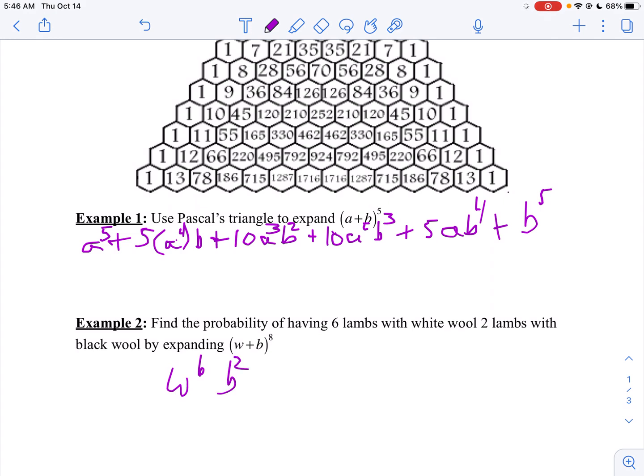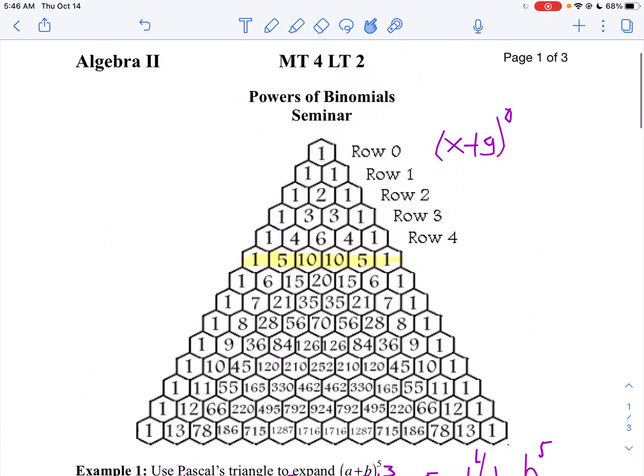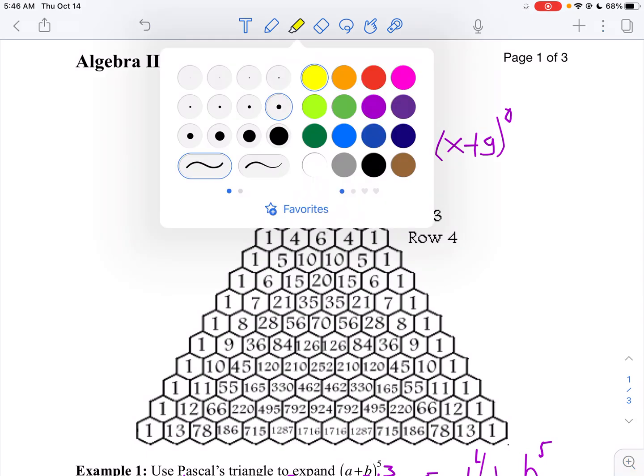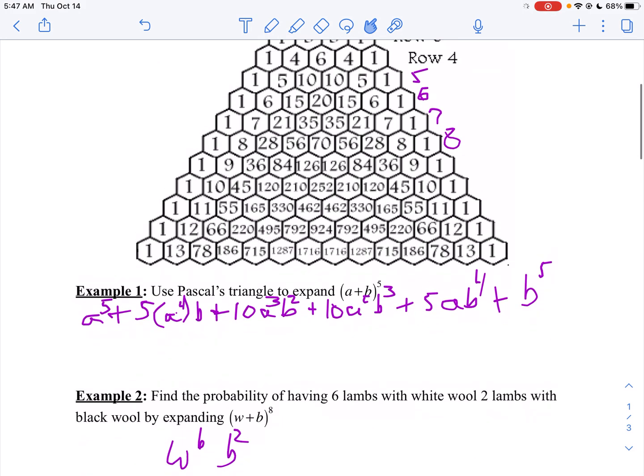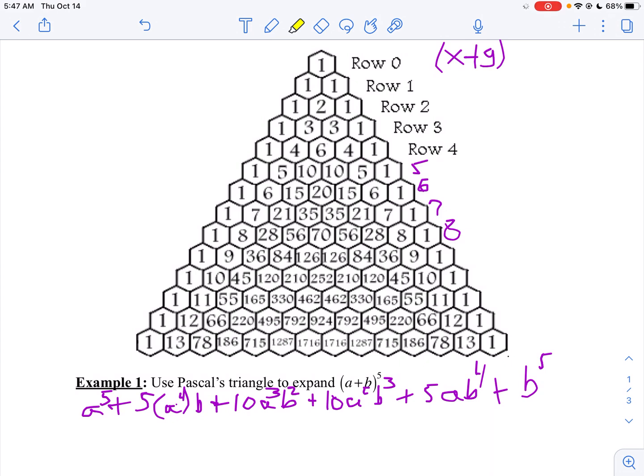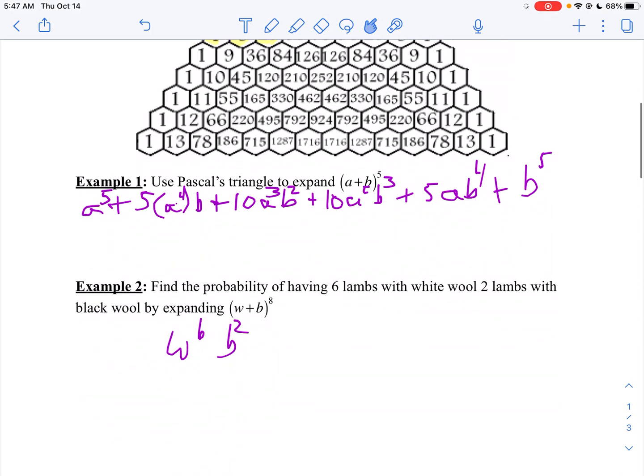So what happens is I'm going to use row 8 of Pascal's triangle. So I'm going to go back here. I'm going to erase this. I'm going to highlight row 8. In fact, I think I'll write it down here. So here's row 5, 6, 7, and 8. Now your first term is going to be w to the 8th power. Here's w to the 7th. Here's w to the 6th. So my coefficient is 28. That's what I'm looking for. So I'm going to have 28.